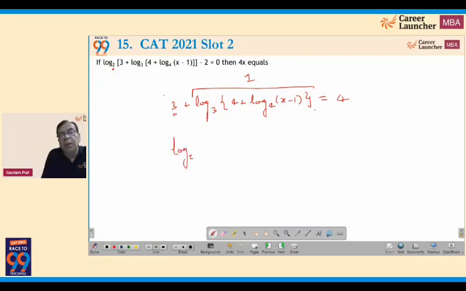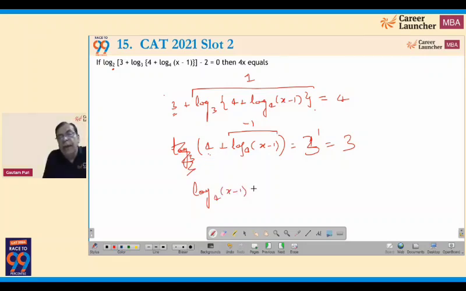That means log base 3 of 4 plus log base 4 should be equal to 1. If this is equal to 1, then 3 to power 1 is equal to 3. This is 4 plus something, so take 4 to the other side, this becomes minus 1. So log base 4 of x minus 1 equal to minus 1, which implies x minus 1 equal to 4 to power minus 1, which is 1 by 4, or x is equal to, transpose 1 to the other side, 5 by 4. So what is 4x equal to? 4 into 5 by 4, 4.